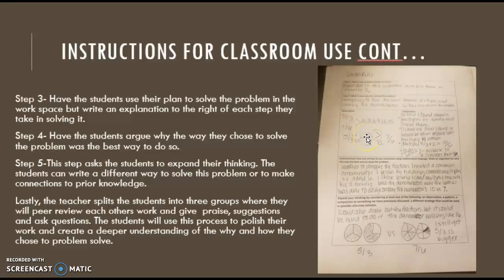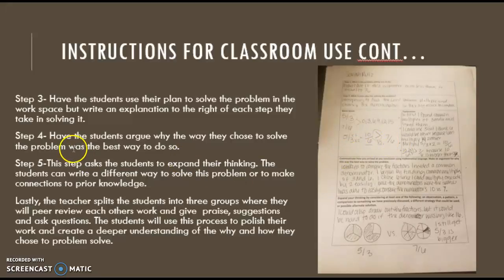I said, so first I found common multiples of 3 and 6 and listed them. I could use 3, but I thought 6 would be easier because I can multiply the 5/3 by 2 easier. So I multiplied 5/3 by 2 and got 10/6. So 10/6 is greater than 7/6.